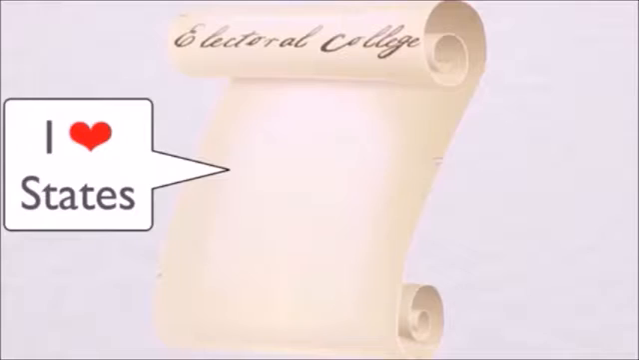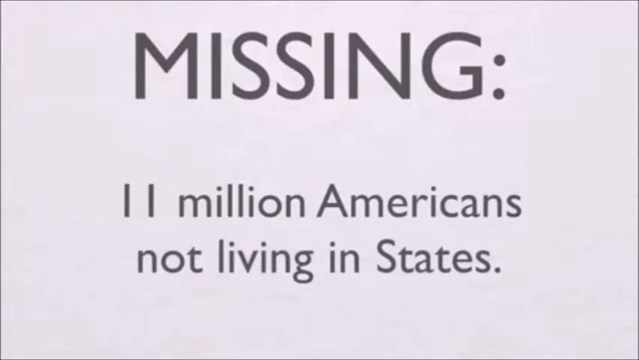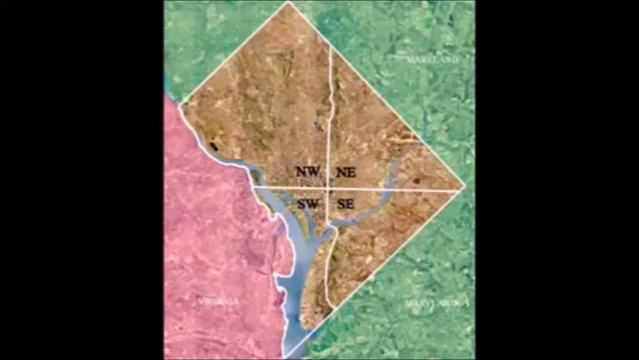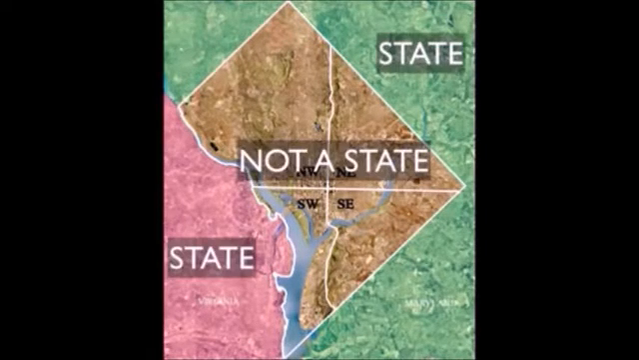The Electoral College loves states, but what about the 11 million Americans who don't live in a state? What happens to their vote, and where are these people hiding? There are about 600,000 in the District of Columbia, an area set aside specifically not to be a state so that the capital of the country would be free of local politics.